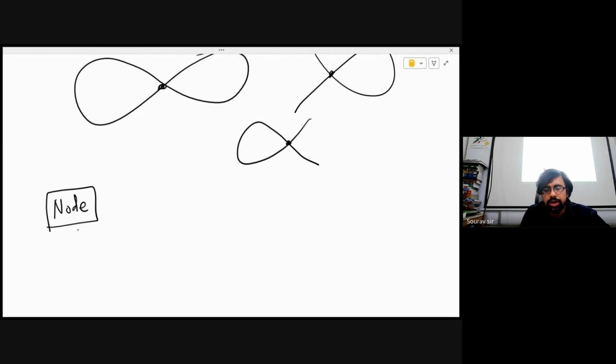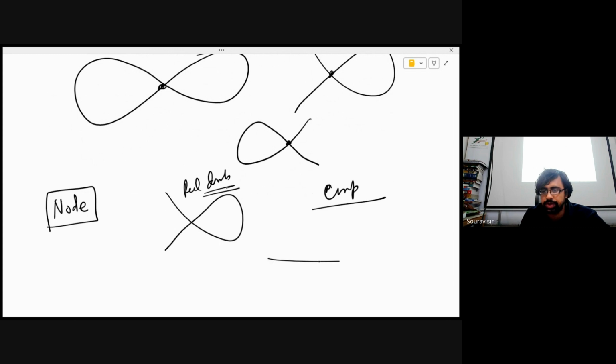It will be a node if the tangents at a double point are real and distinct. Like this is a node, this is real and distinct. Okay. But when will it be a cusp? When it goes like this. Very similar, but there is a difference.